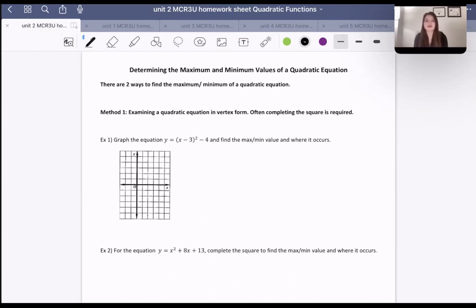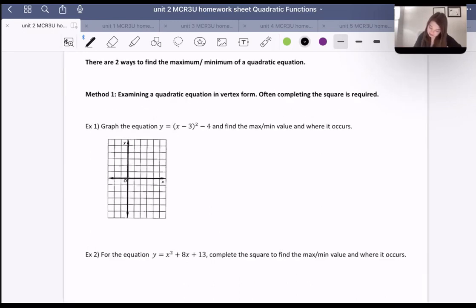It does mention here there's two ways to find the minimum or maximum value of a quadratic. We're going to get into the first one, which is examining a quadratic equation in vertex form. Often completing the square is required. Completing the square is the method to change something from standard form into vertex form. Sometimes it's not obvious where the vertex is, but by changing the equation into a vertex form equation, we're able to get there. So let's do it.